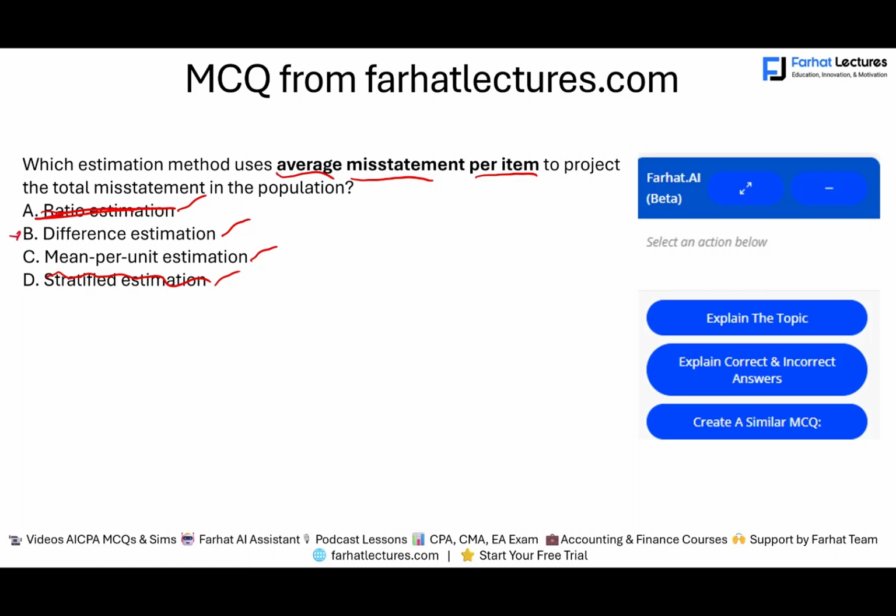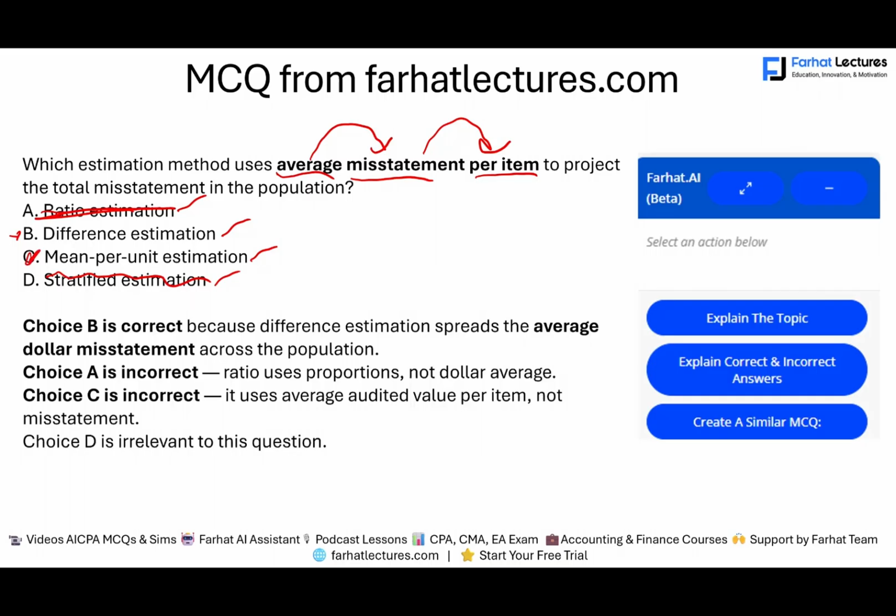Let's make sure C is not a good answer choice. C is the mean per unit estimation. Here you have to be careful. We're using the average audited value per item, not misstatement. Per item, mean per unit, it's per item, not the misstatement. We're not looking at the misstatement. Here they're asking us average misstatement per item. So therefore, C is out, and as we expected, B is the correct answer.